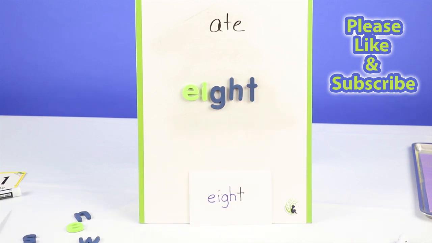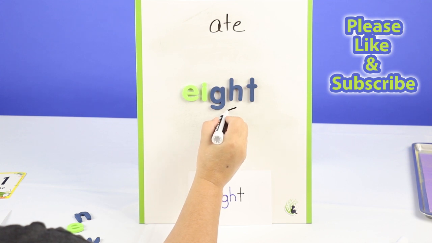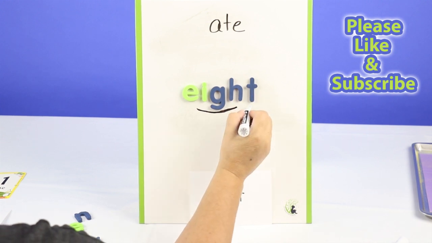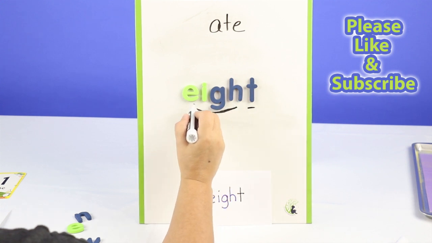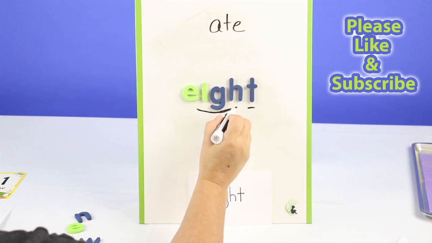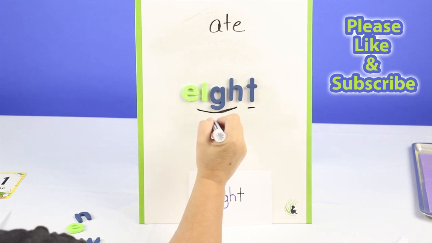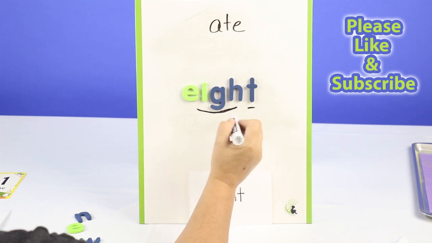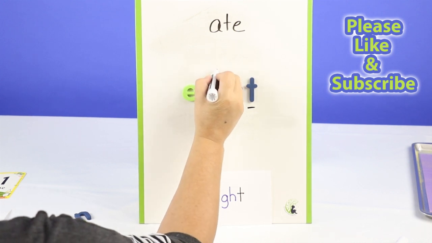E-I-G-H-T. We have 2 sounds in the word 8. And all 4 of these letters are making one sound. A, T. So we got 2 sounds. All those letters are making the A sound. A, T. And this little T just making its T sound on its own. So this is the part we have to learn by heart.